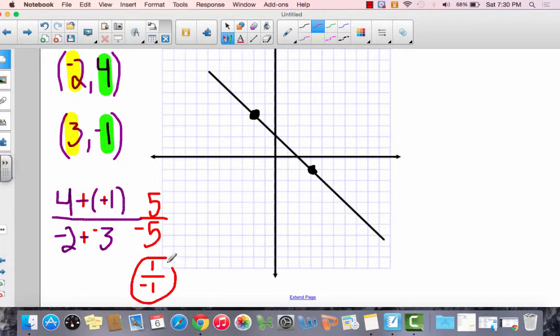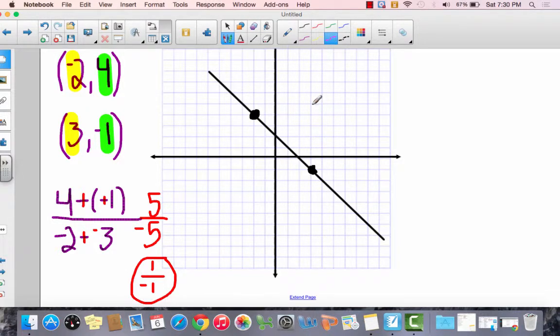I'd like you guys to notice that my answer is a negative fraction, and thinking back to the different types of slope, my line is moving down from left to right, which means that it should have a negative slope. So that's a good hint that I did my work correctly.